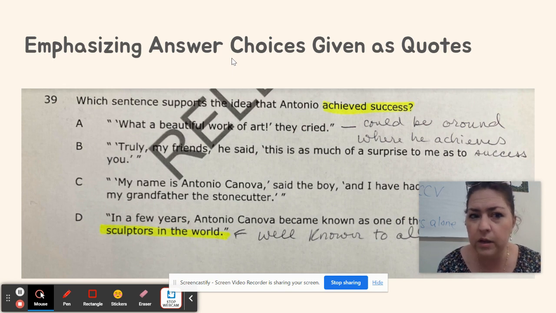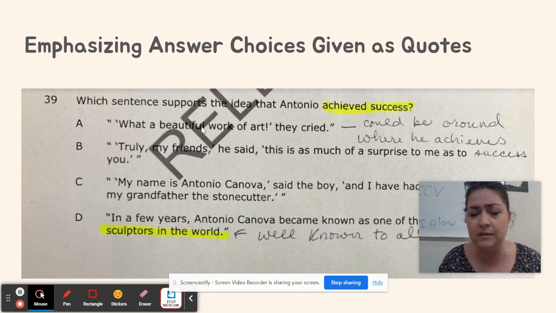But what I've noticed is when there's a question like this where the answer choices are direct quotes, sometimes they will look at the answers and because they have read the story, they will connect it to other parts of the story, because, like for instance, "What a beautiful work of art," they cried, choice A. That might have been around the time where the character experienced success. And so they're thinking, oh, well, that was around that portion.